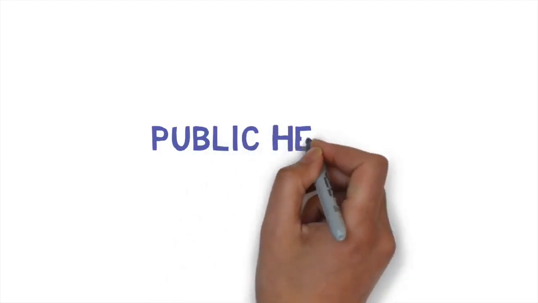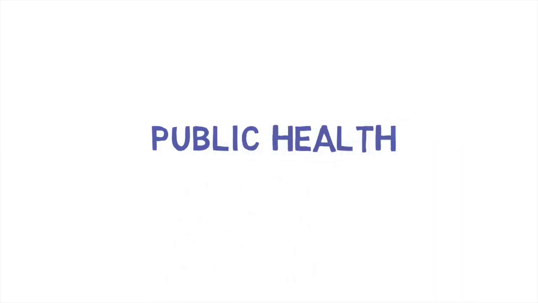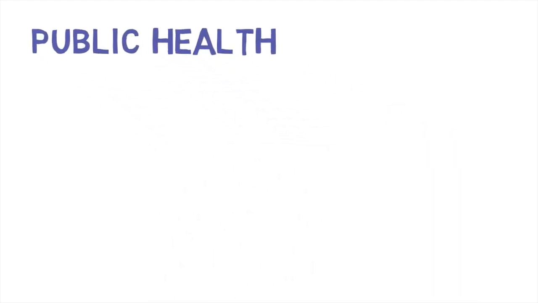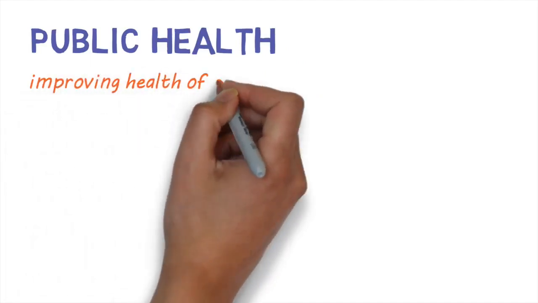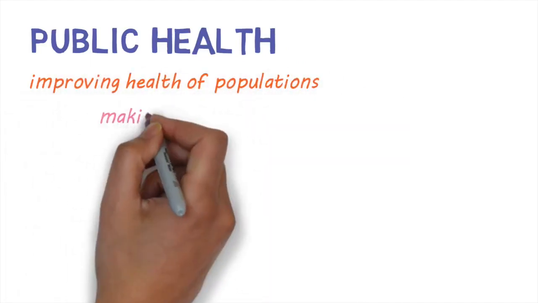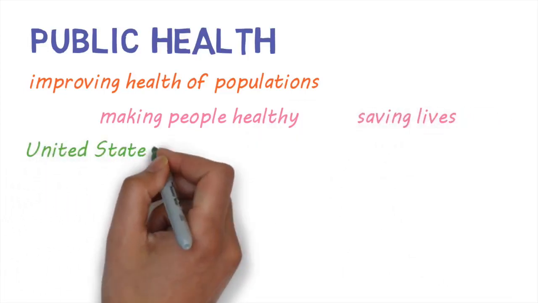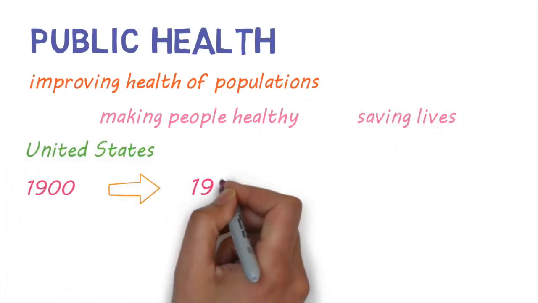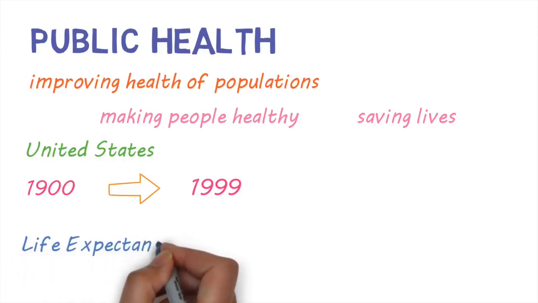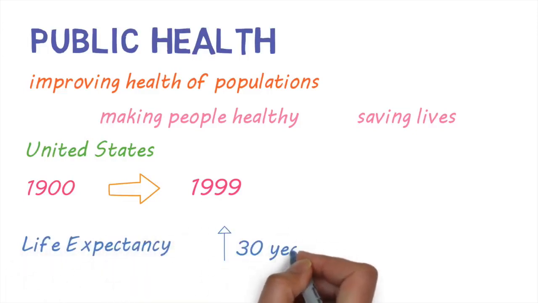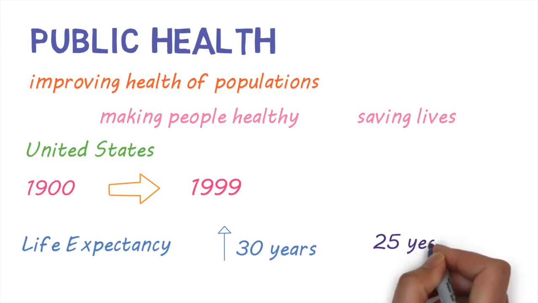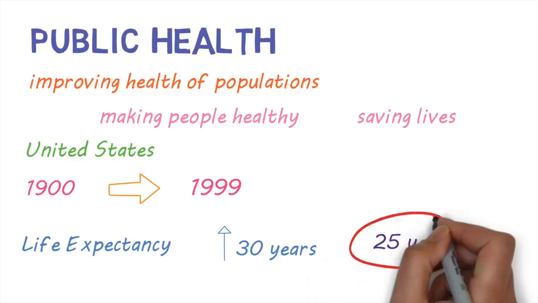Hello, and welcome to this video where we're going to talk about public health. Public health has made a significant impact on the health of populations, making people healthy and saving lives. For example, in the United States, between 1900 to 1999, people's life expectancy has increased by over 30 years. Did you know that 25 of these extra years gained are due to public health interventions?